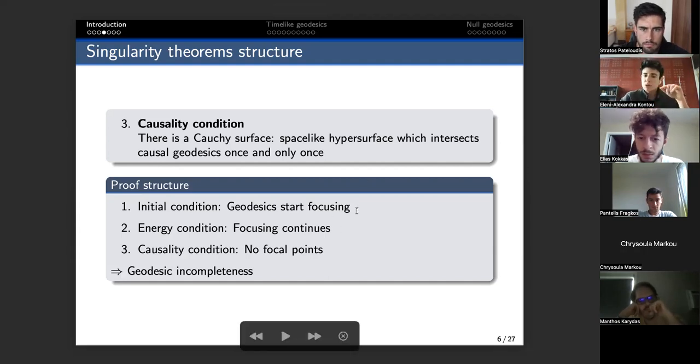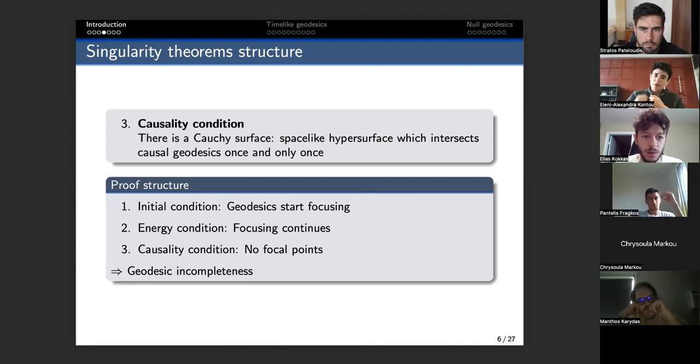So the first two conditions lead to the formation of a focal point, but the third condition contradicts that and tells us that there could not be any focal points. So that contradiction leads to geodesic incompleteness. Since there can't be any focal point, then the geodesic must end.